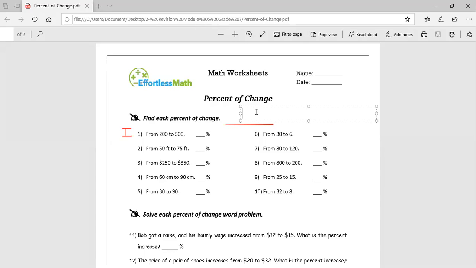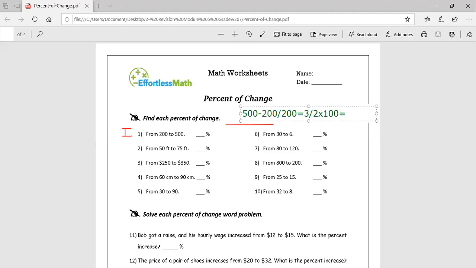Which one is greater here? 500 is greater, right? 500 is greater. Minus 200 over what? Over original. Original here was 200, times 100. So 500 minus 200 will be how many? 300. 300 over 200. In simplest form, it will be 3 over 2, right? And then if I want to change this one into percentage, we have to multiply by how many? 100. Yes, we have to multiply by 100.